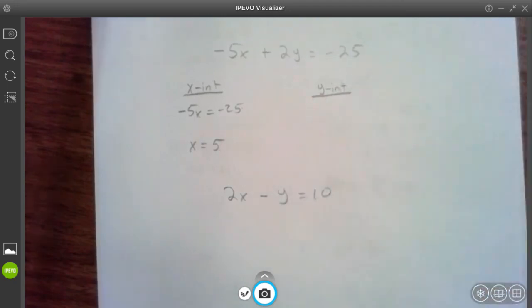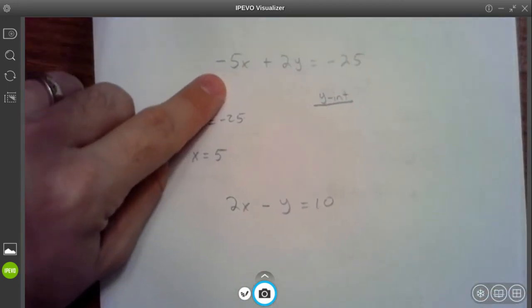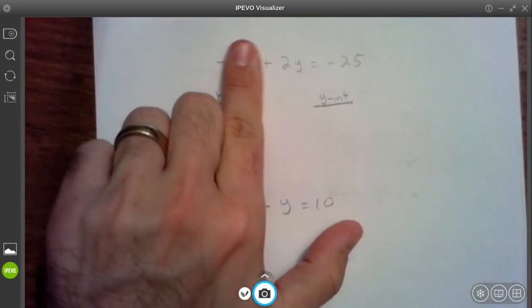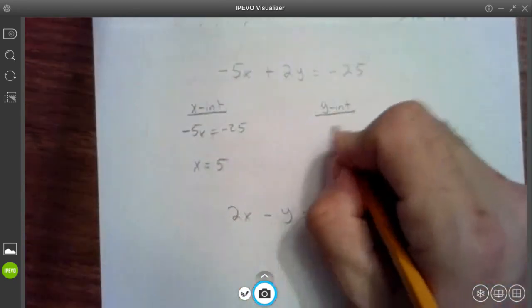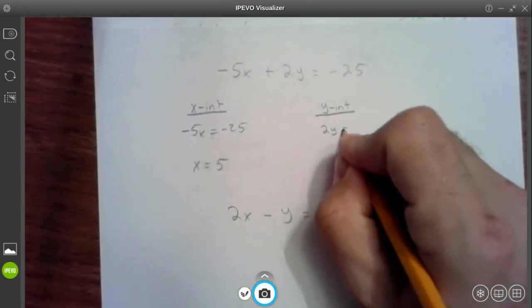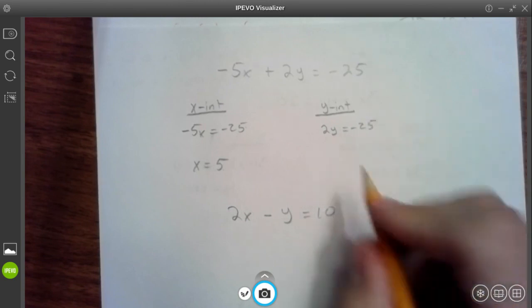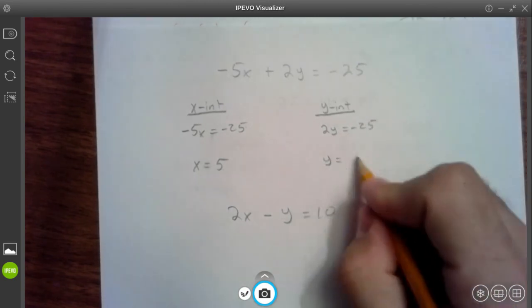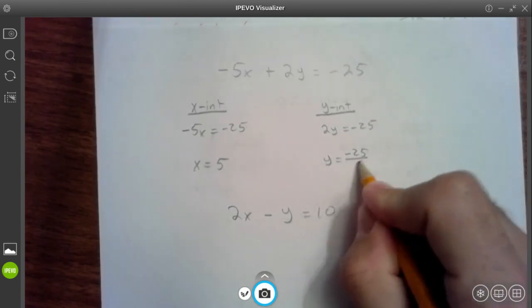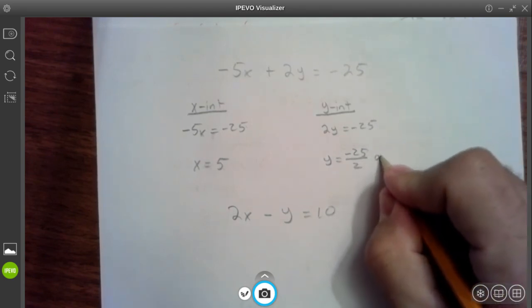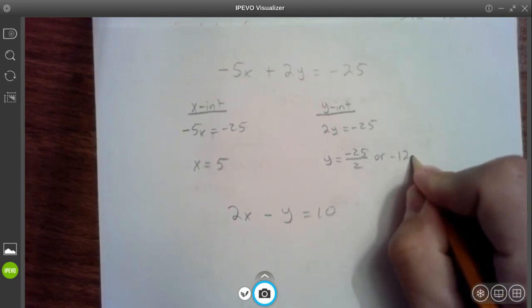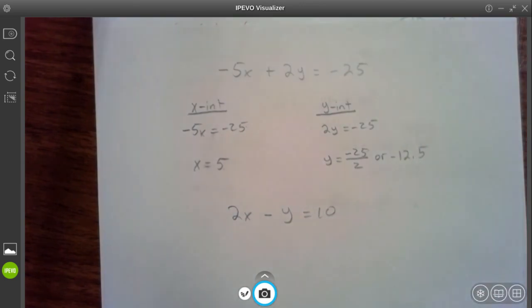For the y-intercept, we'll plug in 0 for this x. You can kind of cover that up if you want to. That'll give you 2y is equal to negative 25. So y is negative 25 over 2, or negative 12.5 if you want to call it that. Awesome.